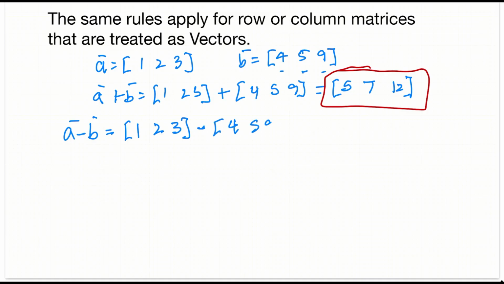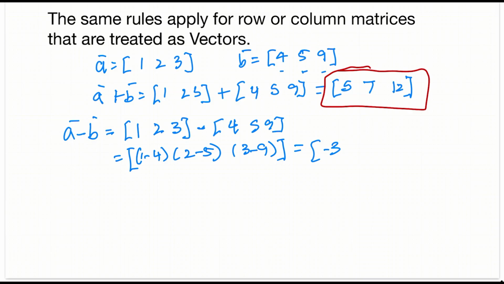4, 5, 9. Now that's equal to, we have 1 minus 4 as the first element. Then we've got 2 minus 5 as the second element. Then we've got 3 minus 9 as the third element. Taking those differences, we're going to get minus 3. The second element, 2 minus 5, is also minus 3. And 3 minus 9 is minus 6. So that's going to be the difference of those two row matrices, or vectors.